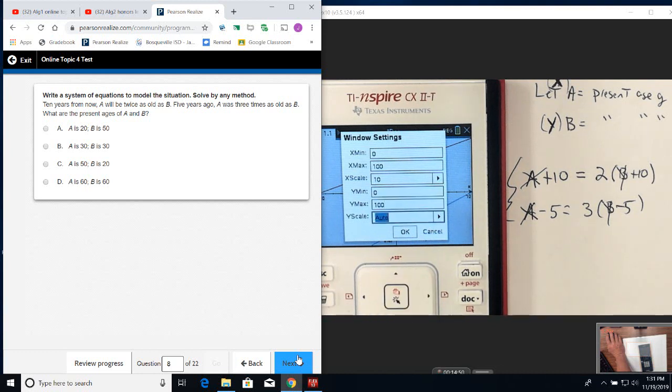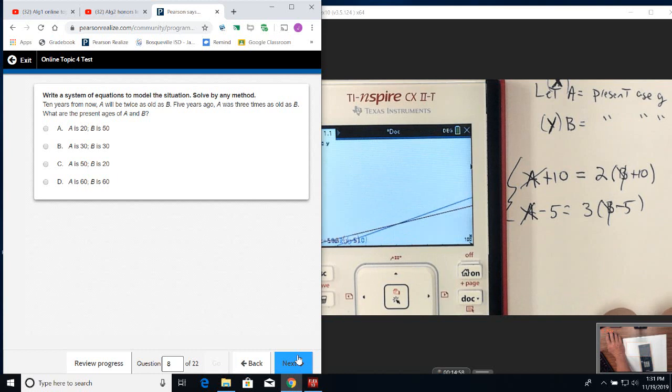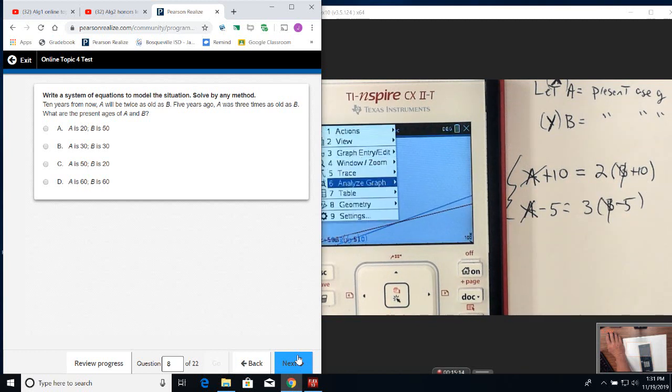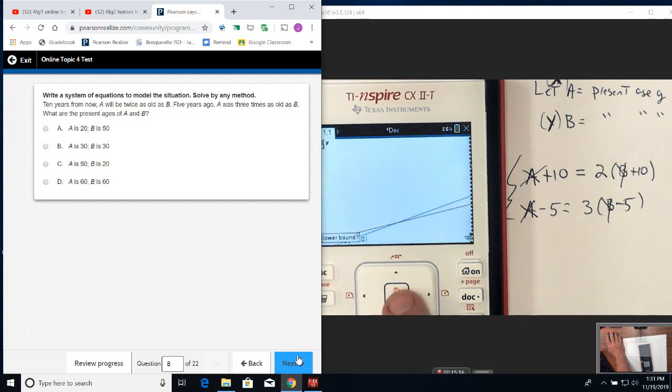And let's count by tens as well. So my x's is from 0 to 100, my y's are 0 to 100, and I'm counting by tens. So where's that intersection? Well, that intersection is when x is equal to y. And the value that gives me x equal to y is your age and my age. So I go to menu, analyze graph, and I find the intersection, which is 4.